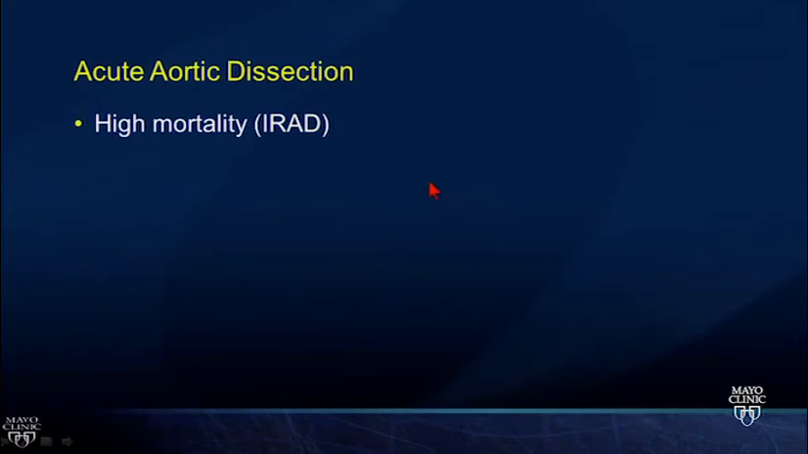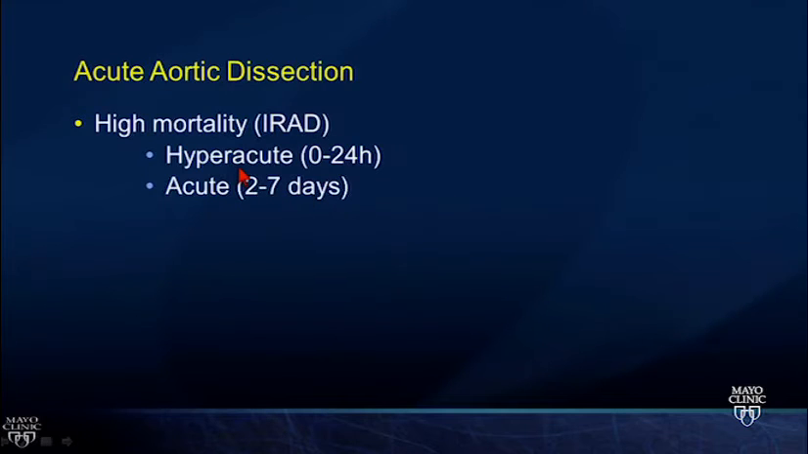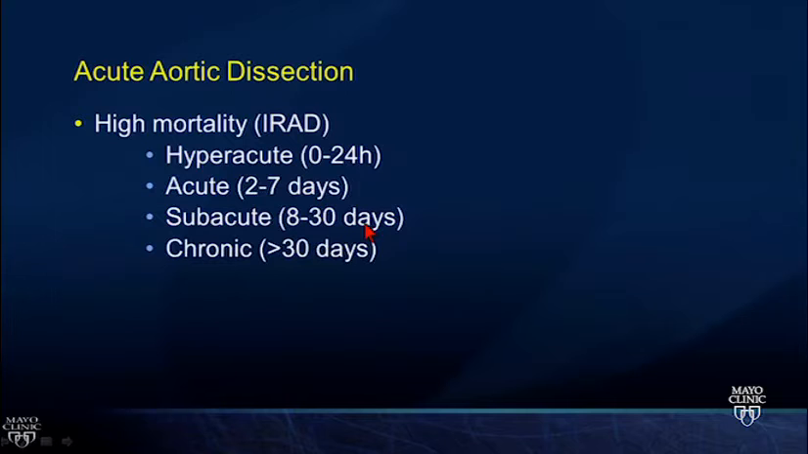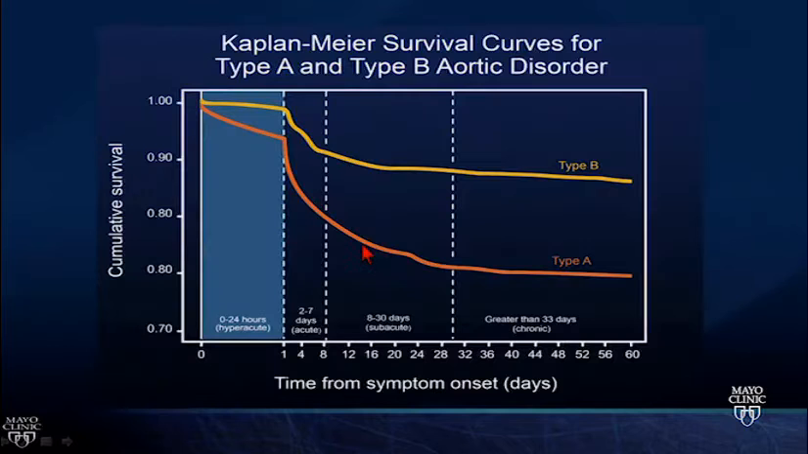Once you have your diagnosis, again from IRAD, we now have really good information about the natural history, and we recognize that there are several phases in acute dissection, and they're all bad. If you look at the graph, the hyperacute phase is the first 24 hours, but there's a really bad mortality with type A, and 84% of these patients were operated. The type B do a little better, but there's continued risk even after the first month.